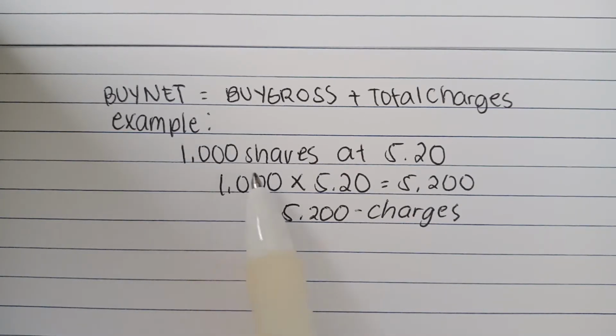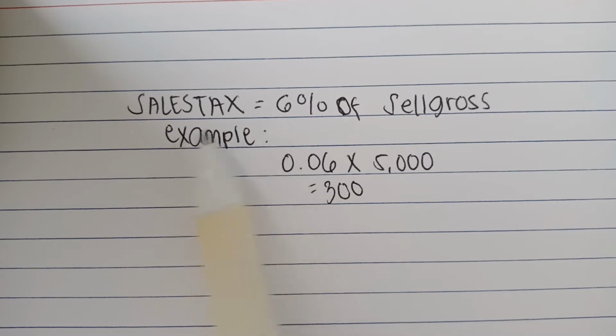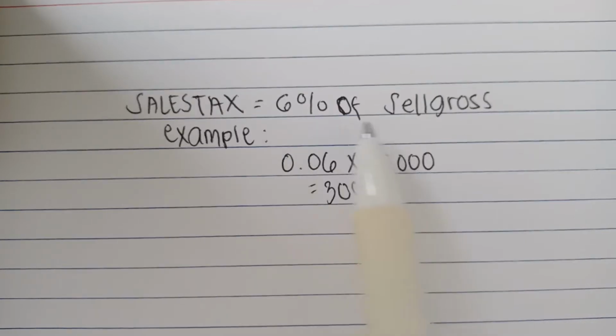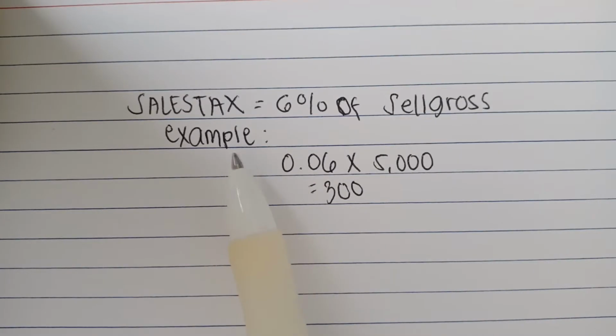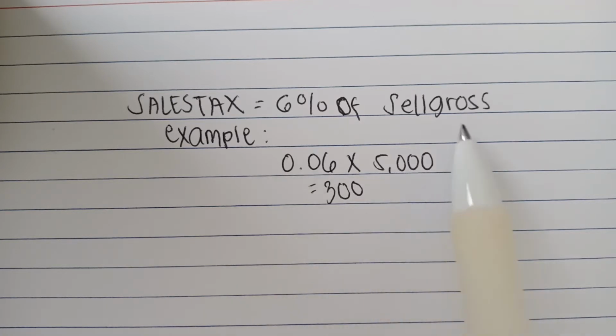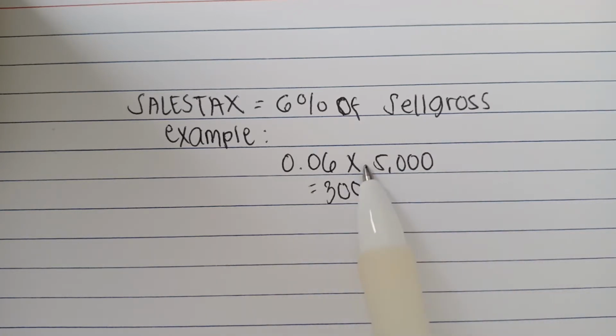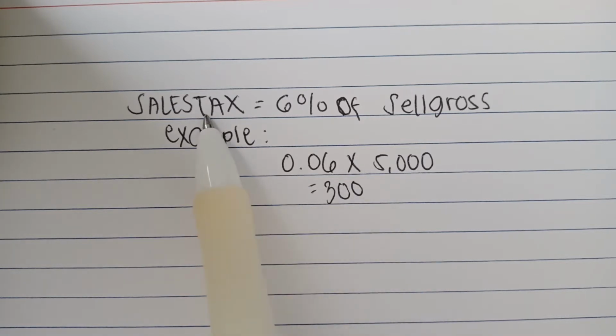Example, 1,000 shares at 5.20. 1,000 times 5.20 is equal to 5,200. 5,200 minus charges. So 5,200 is our buy net. Next thing that we need to know is sales tax. To get sales tax, we need the 6% of sale gross. An example is 5,000 is our sale gross, so we multiply it by 0.06 and it is equal to 300. 300 now is our sales tax.